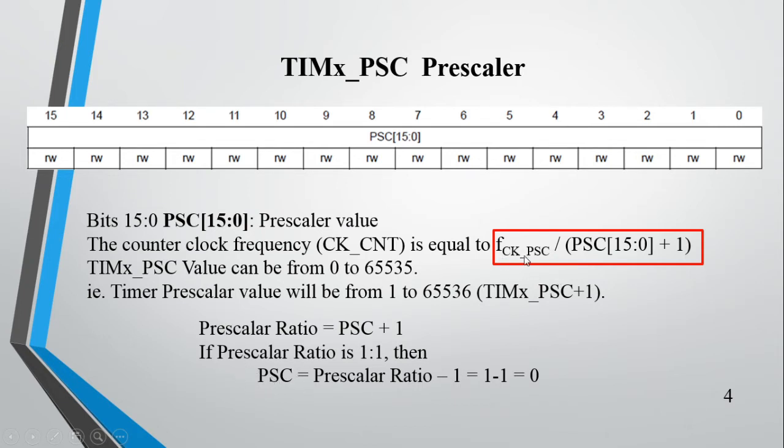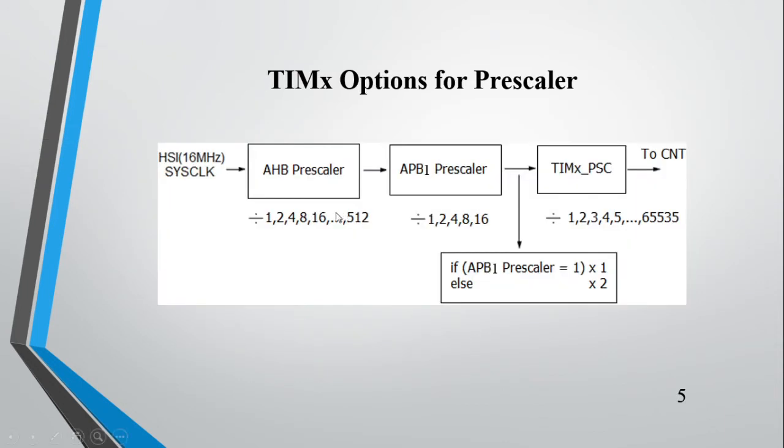So the frequency is the clock given to the input of the prescaler divided by PSC value plus 1. This is how the prescaler equation works. Whatever input frequency is given will be divided by PSC plus 1, and PSC plus 1 is nothing but the prescaler ratio. So you need to configure the prescaler ratio here also, since we are using a timer. These are the prescalers associated with timer 2, right?